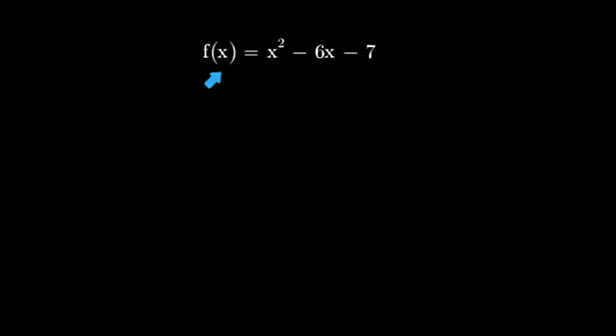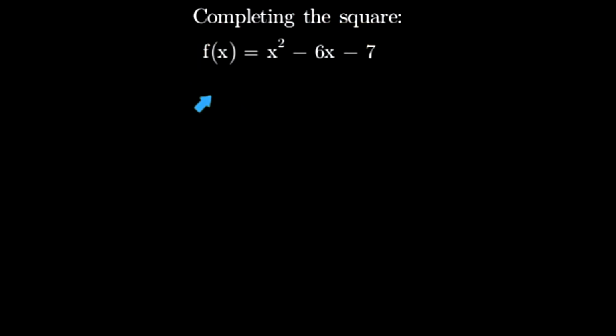Now in the following example, we are given f(x) equal to x squared minus 6x minus 7, and we want to rewrite this into the form a(x + b) squared plus q. And we have to use the method of completing the square. When we have to use completing the square, the method looks like this.